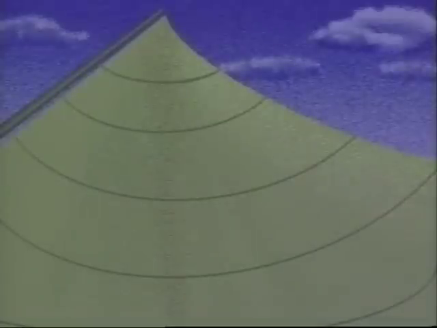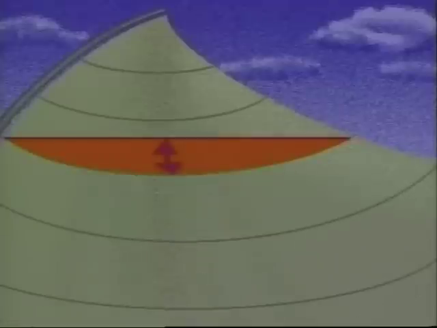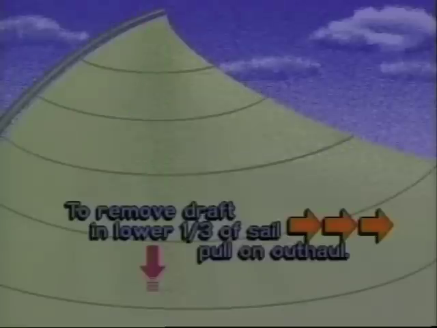The draft, or amount of curvature in the mainsail, determines the degree of aerodynamic force the sail develops. For light air, a powerful full shape is called for to keep the boat moving. When the wind picks up, a flatter shape is needed to keep the boat on its feet. Draft or curvature is removed from the upper portion of the sail by bending the mast. The lower portion of the sail is flattened by pulling on the outhaul.